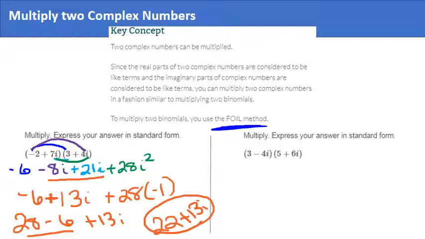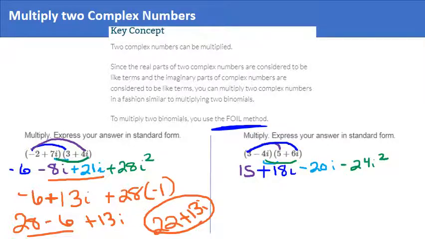And you're going to do the same thing on the next one. So distribute. So 3 times 5 gives you 15. Then you're going to take that 3 times 6i, so that gives you positive 18i. Negative 4i times 5 gives you a negative 20i. And then we have negative 4i times positive 6i, so that gives you a negative 24i squared.